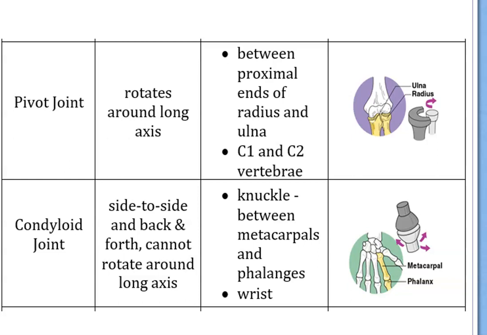The condyloid joint, also known as the ellipsoid joint, allows a side-to-side, a back and forth, and then a rotation. If you have your hand, you can rotate it around the wrist, and so your wrist is an example. You're also going to see it between your knuckle, which is your metacarpal, and your phalanges. You're going to see this condyloid joint.